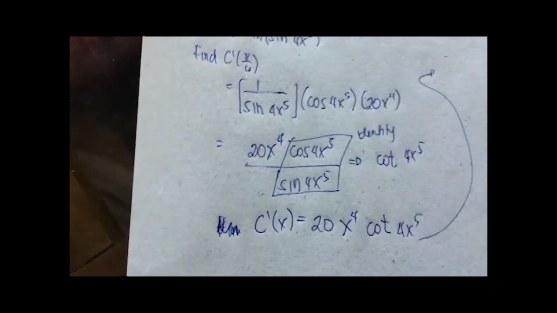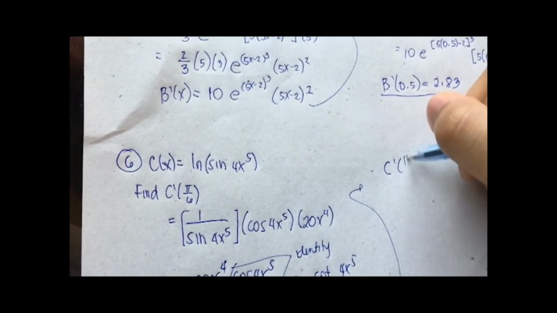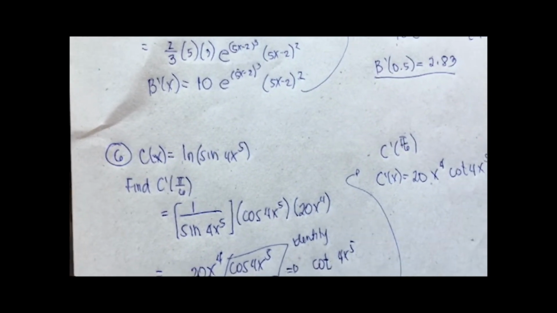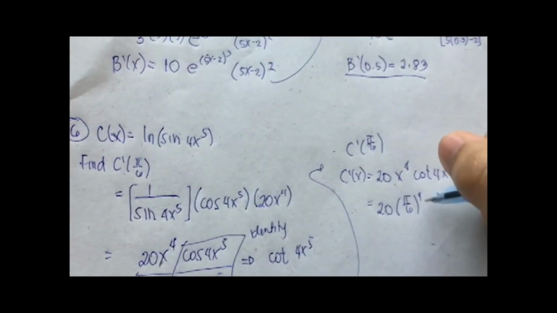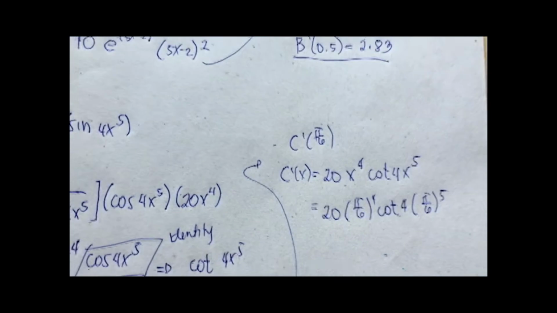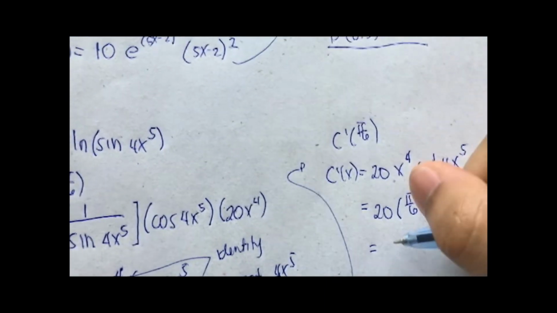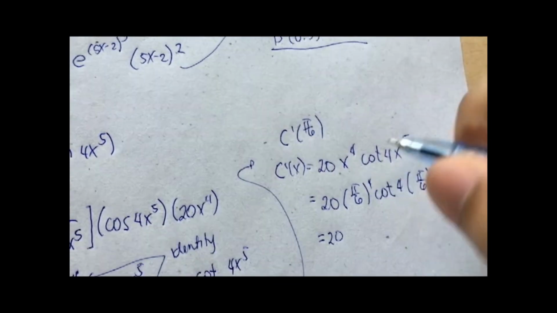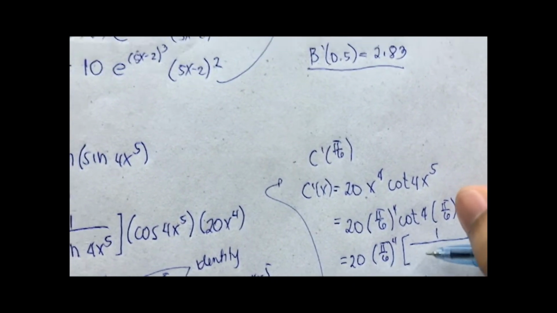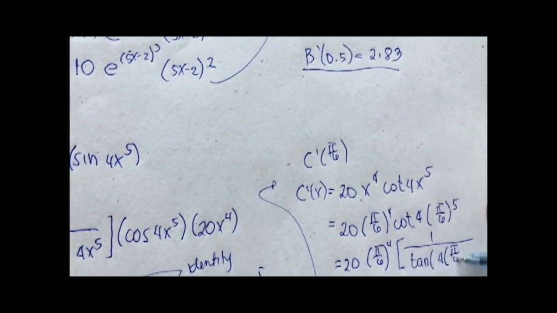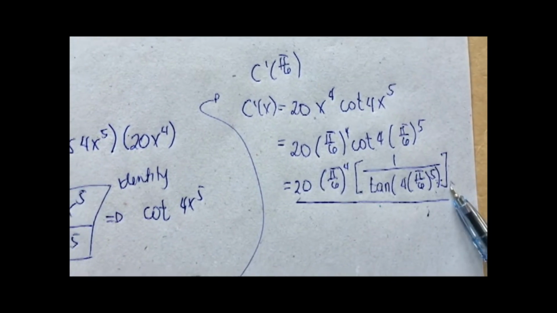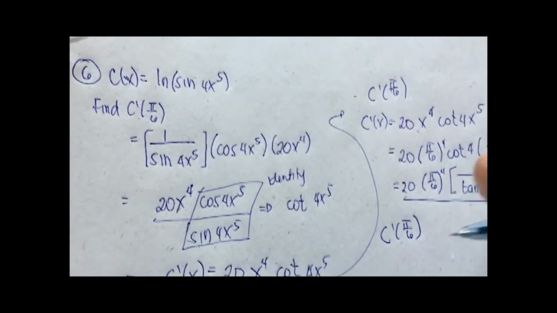Then this is our derivative. Substitute the value of x, which is pi over 6, so your calculator should be in radian mode. Substitute: 20 times pi over 6 raised to 4, times cot of 4 times pi over 6 raised to 5. Remember, there is no cot on the calculator, so what you should do on calculators without a shortcut is use that cot is 1 over tan. So, 1 over tan of 4 times pi over 6 raised to 5. You will now have the final answer on the calculator.